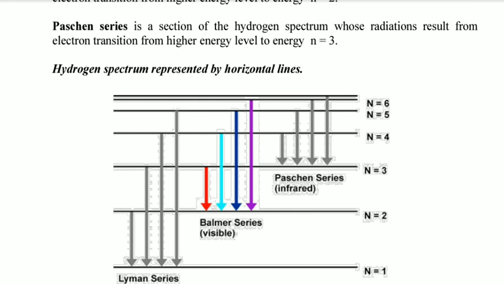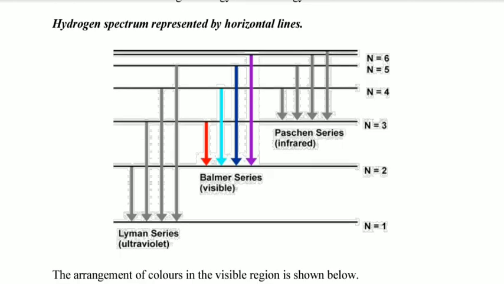The Paschen series is the section of the hydrogen spectrum whose radiations result from electron transition from a high energy level to energy level n=3. The hydrogen spectrum is represented as horizontal lines like this. Here there are many things to understand. From n=1 to n=2 there is a great space. Between n=2 and n=3 the space is somewhat decreased. And between n=3 and n=4, as you go, the lines become closer and closer.